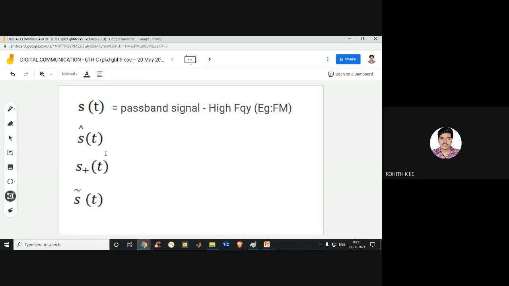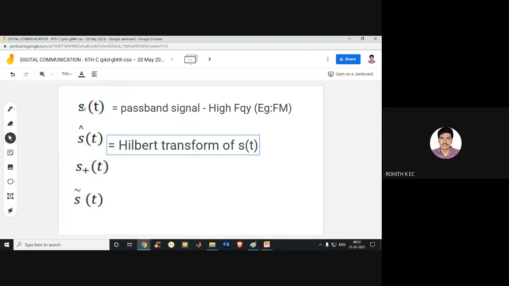Now, what is S cap of T? Please give your answers in the chat box. What is S cap of T? It is the, very good, Manohar. What about others? It is the Hilbert transform of what? S of T. Okay. It is the Hilbert transform of S of T.